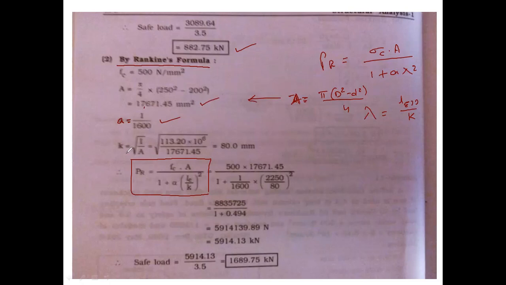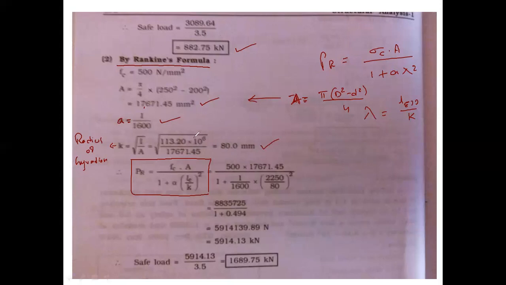So what is K? Radius of gyration. So what is the formula of radius of gyration? K is equal to root of I by A. What is I? Moment of inertia, which we have calculated earlier, 113.20 into 10 power 6 by cross sectional area 17,671, which is 80 mm.